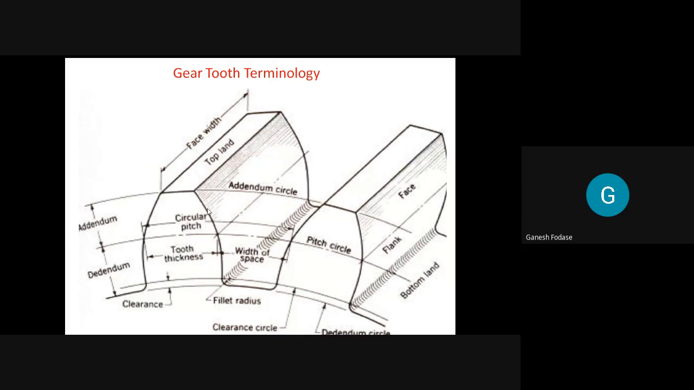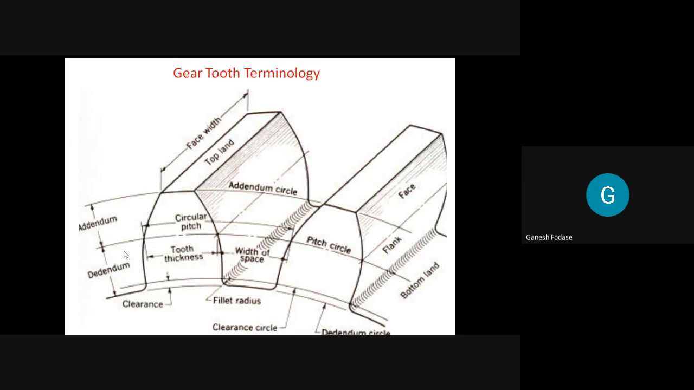Let's say this is one gear tooth and this is another gear tooth. If I consider a distance between this point, I hope the arrow is visible. Yes, sir. Because otherwise, if that arrow is not visible, what I am showing is not clear to you.